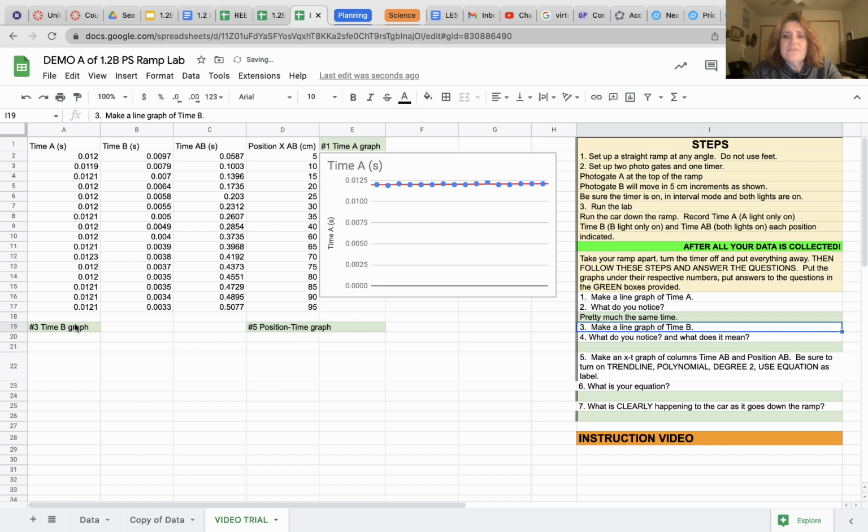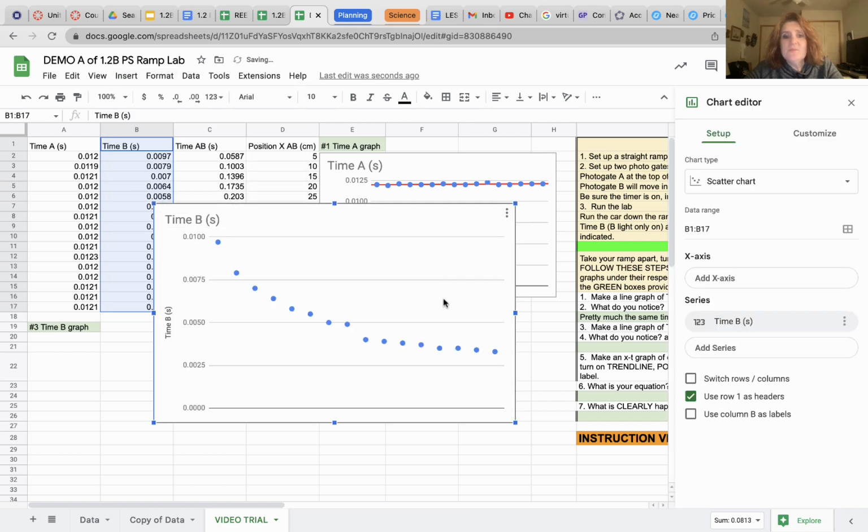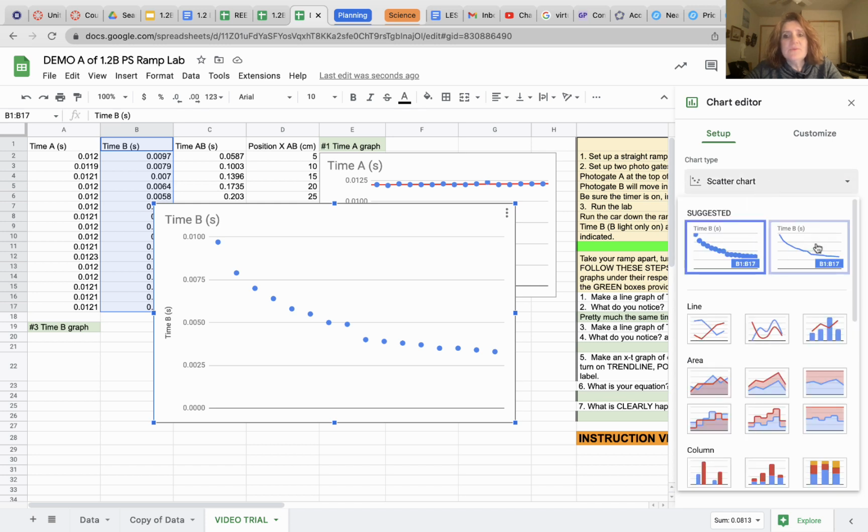Then it says make a line graph of time B. So I'm going to do the same thing. I'm going to highlight my B data, and insert a chart. And this one gives me a scatter chart, which is nice. I can do a line chart. Either one is perfectly fine.